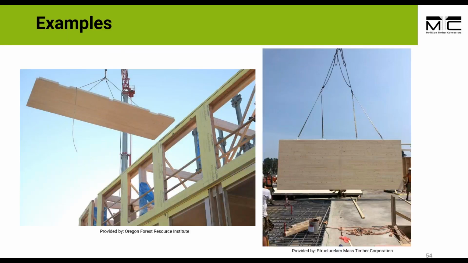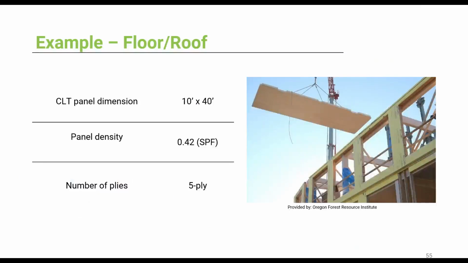Now for this section, we're going to go over 2 examples of panel lifting using the rigging design guide. The first example is lifting a floor or roof CLT panel. The panel is 10 by 40 feet with a density of 0.42 for an SPF panel, and it's 5 plies.